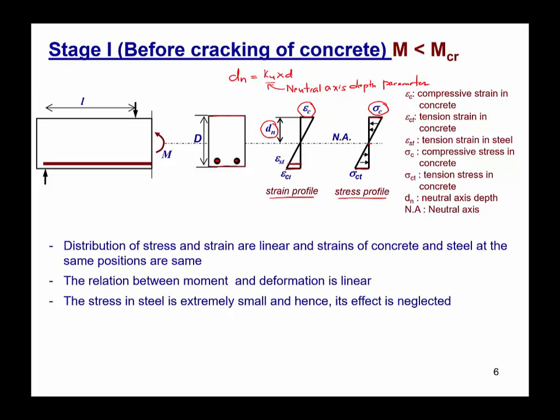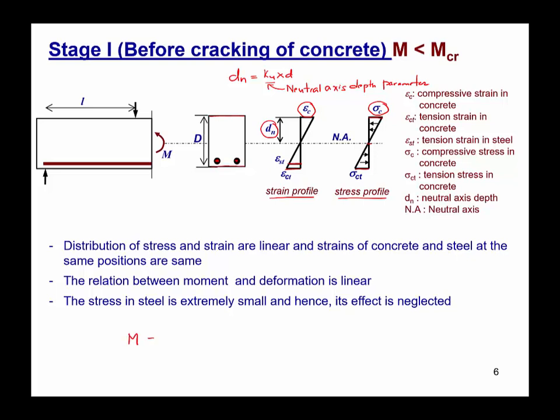So at this very low load level, the distribution of stress and strain are linear, and the strain of concrete and steel at the same position are the same, as I discussed earlier. The relation between the moment and deformation is still linear, and the stress in steel is extremely small at that point, and hence we neglect the stress in the steel. And we can compute the bending moment at this point using the flexure formula.